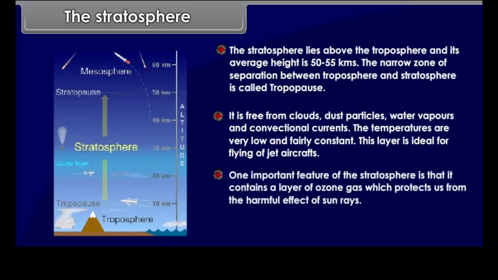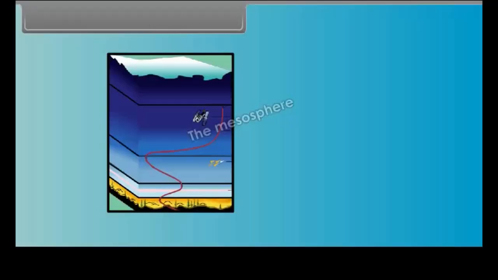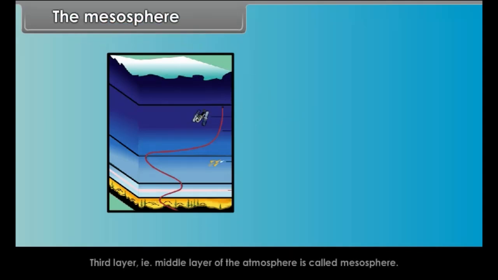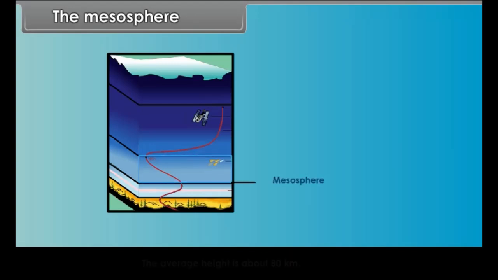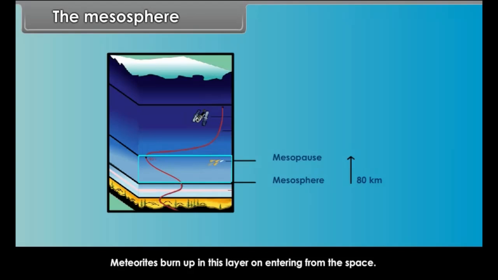One important feature of the stratosphere is that it contains a layer of ozone gas which protects us from the harmful effect of sun rays. The mesosphere. Third layer, that is middle layer of the atmosphere, is called mesosphere. The average height is about 80 kilometers. Its upper boundary is called mesopause. Meteorites burn up in this layer on entering from the space.